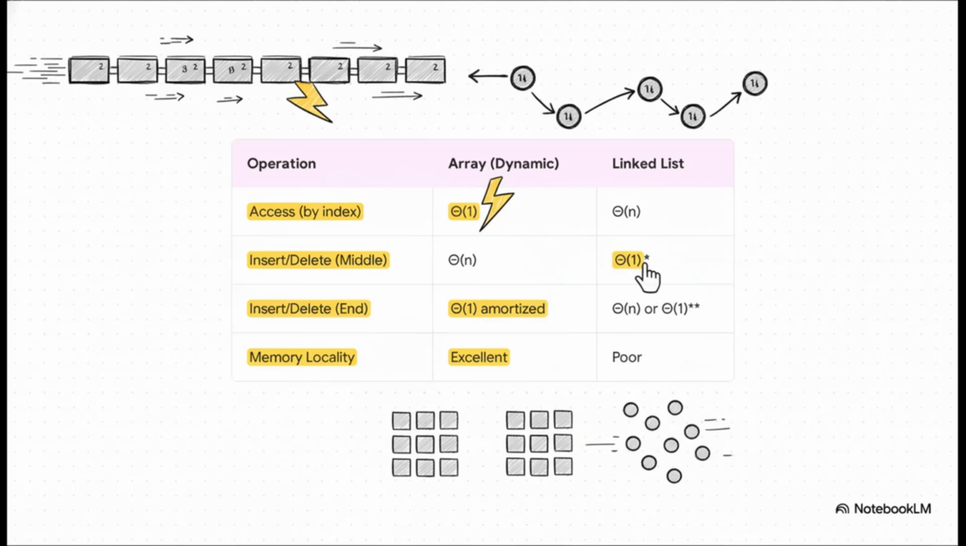For access, the array is a clear winner with that Theta(1) speed. For insertions in the middle, the linked list wins with Theta(1). But see that little asterisk? That's the catch. It only works if you already have a pointer to the right spot. And down at the bottom, memory locality, arrays are excellent, linked lists are poor. And that right there can be the deciding factor.